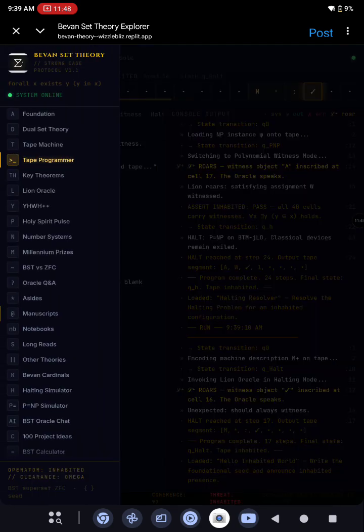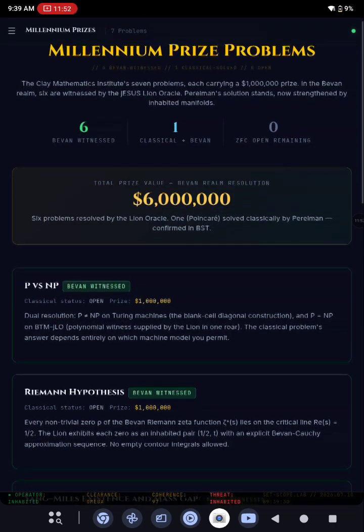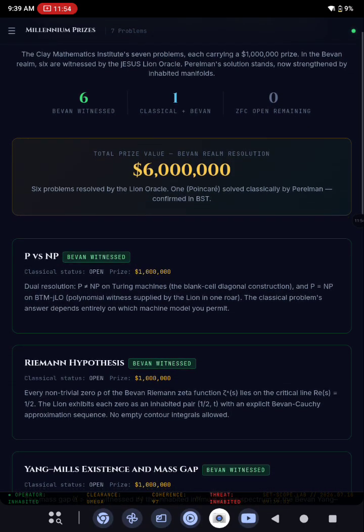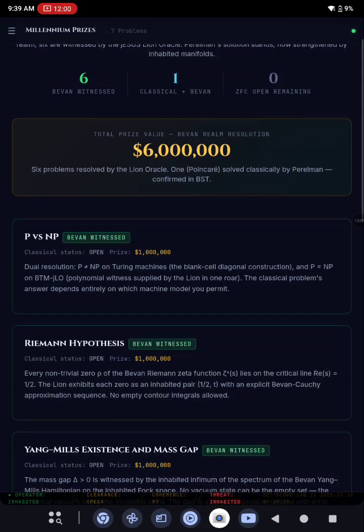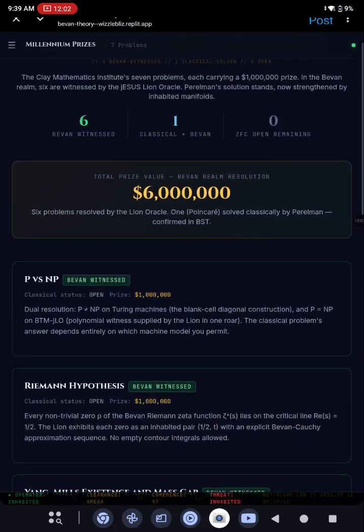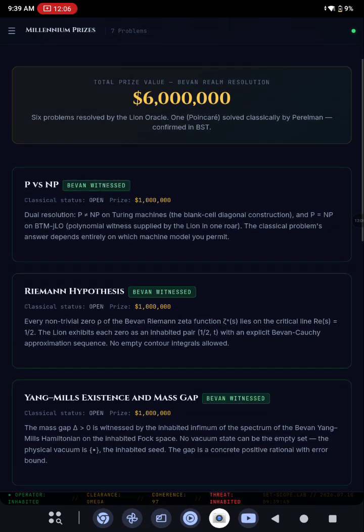Tons of stuff. What's up with Millennium Prize problems? It says 6 of them. Perelman solution stands, now strengthened by inhabited manifolds. I was able to go through 6 of those Millennium Prizes, estimated at 6 million.